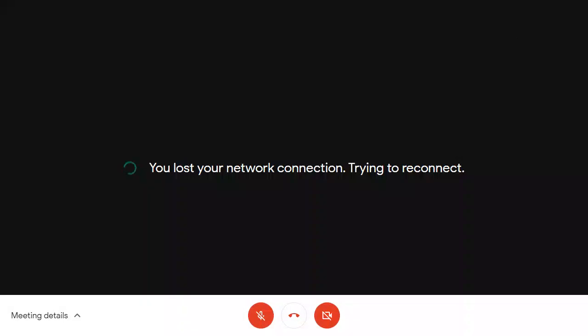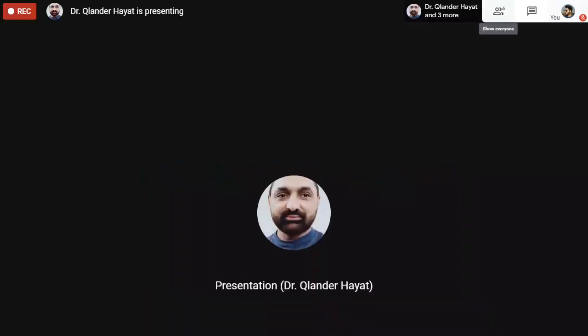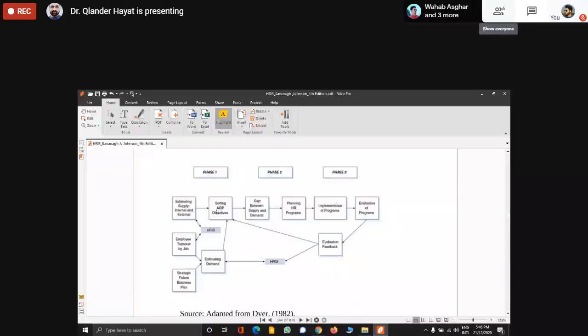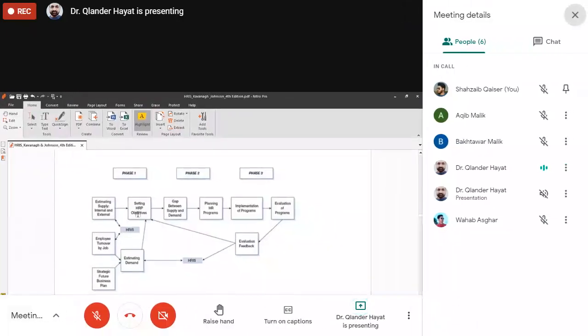These are the things which are done in industry. Human resource objectives. For setting human resource planning objectives, what should you do? You have to estimate the supply, and in estimating the supply, you have to consider both sources, internal as well as external sources, for the data of employees.